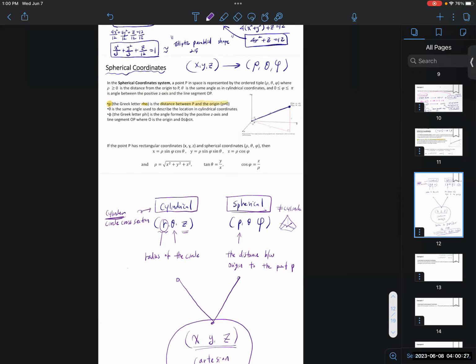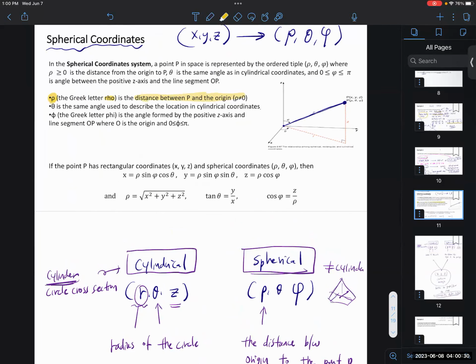So let me go up. Remember, in spherical, rho is the distance between the origin and P. Theta is definitely an angle that they're creating. It could be a cylinder or it could be another shape. And this is the phi, that's how you read it. This is the angle between the positive Z axis and the line segment OP. Particularly, this angle between the segment OP and Z, we call phi. We're going to find this in the spherical coordinate system. Okay, so that's a different thing.